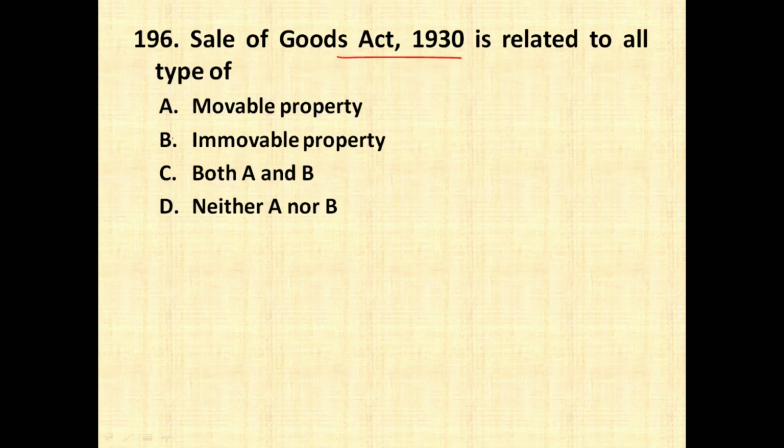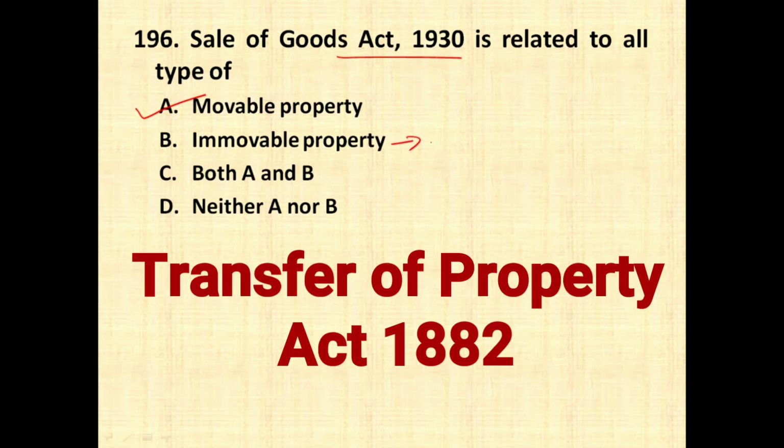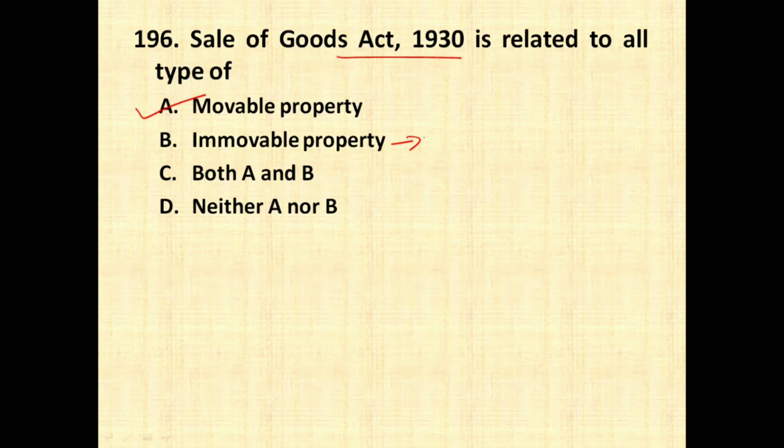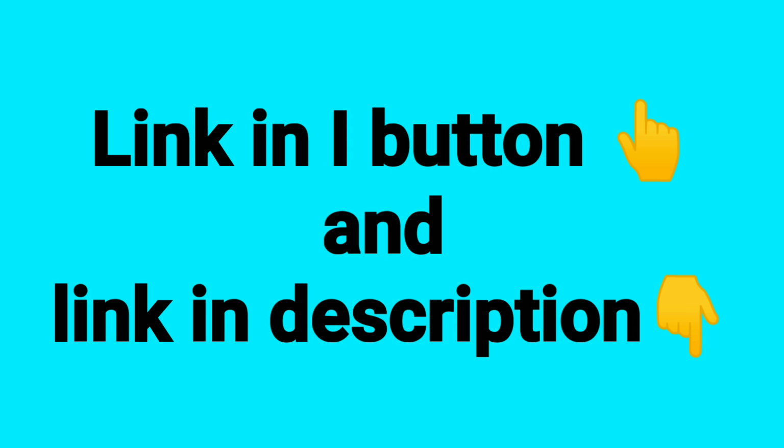Sale of Goods Act 1930 is related to: all types of movable property, immovable property, both A and B, or neither A nor B. The correct answer is option A, movable property. The Sale of Goods Act 1930 is related only to movable property, and for immovable property like land, we have an act called the Transfer of Property Act 1882. I have made a detailed video on the Sale of Goods Act in which I have discussed various topics. If you have not seen that video, I am putting the link in the description as well as in the i button.